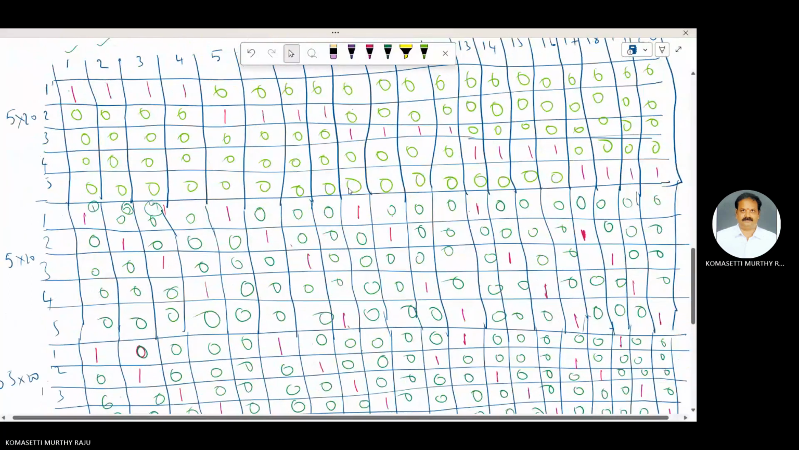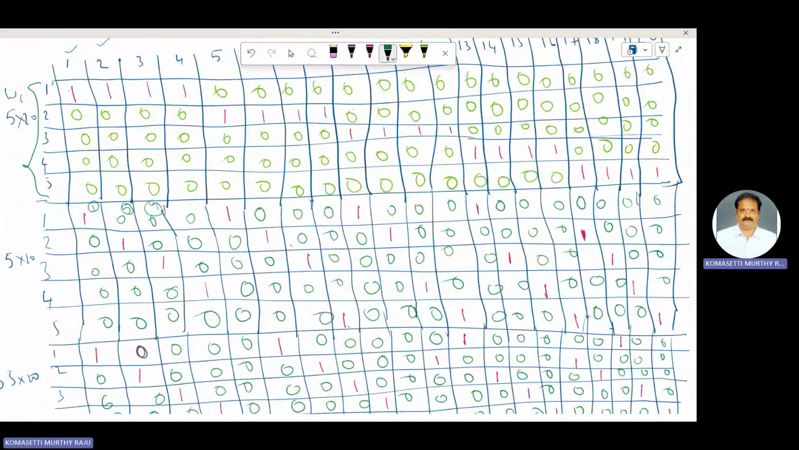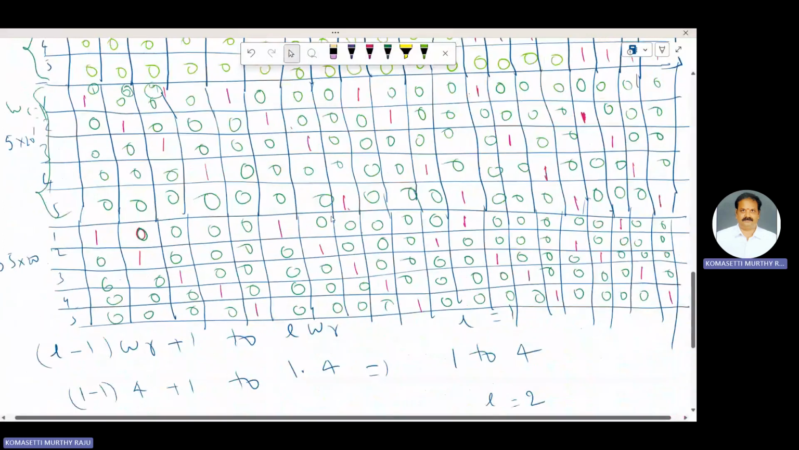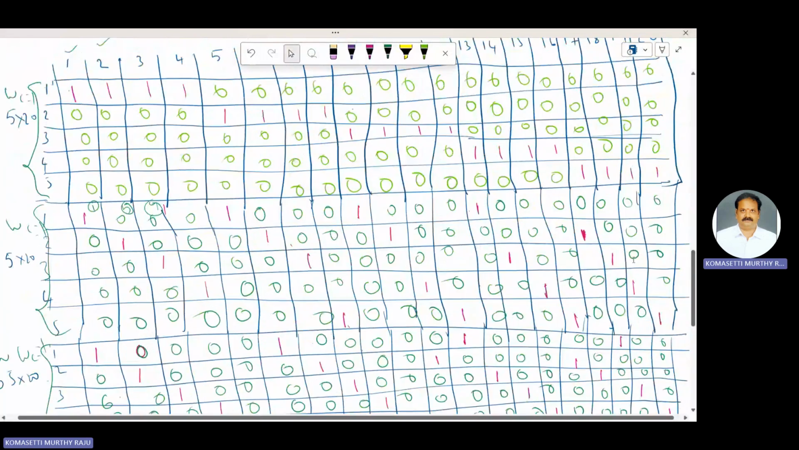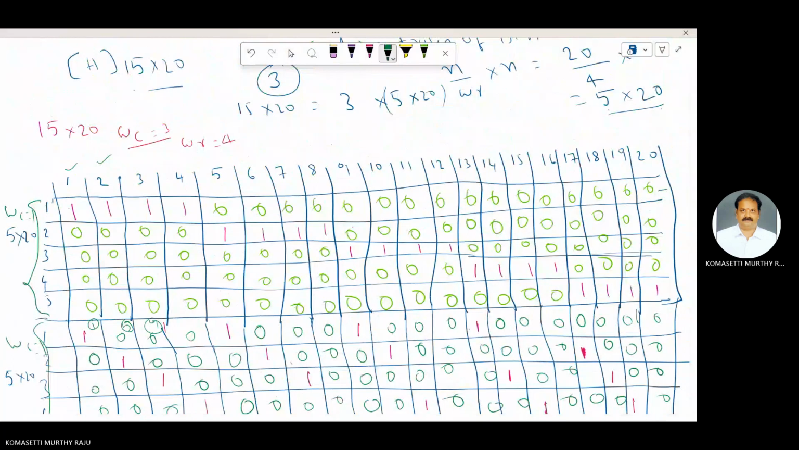Here 5 cross 20 is the first one. Column weight here is WC equal to 1. Here the second one, column weight is also 1. Here the third one, column weight is 1. Add these 3, the column weight is 3. WC is 3. WR is equal to 4 in each row. This one is 4, this one is 4, this one is 4, 4, 4.